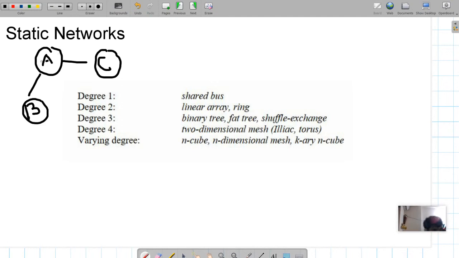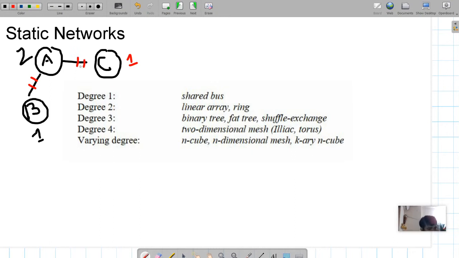Yes, as you can see, the number of edges which are directly connected to node A are 2. So the degree of node A is 2. Similarly, the degree of node B is 1 because there is only one edge connected to node B. Similarly, for node C, the degree is 1 because the number of edges connected to node C is 1.